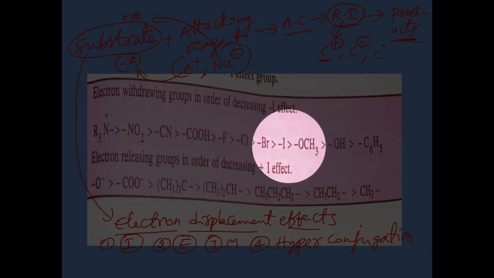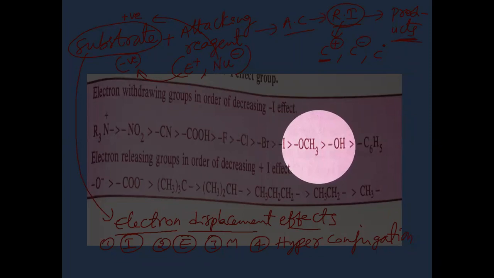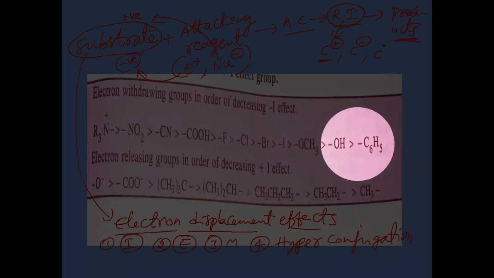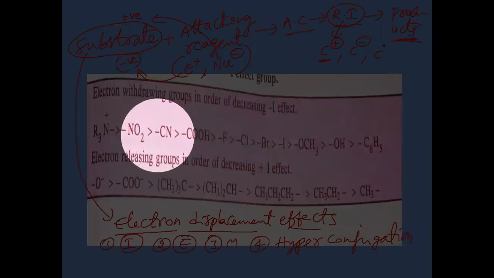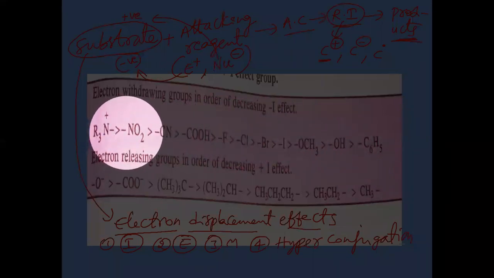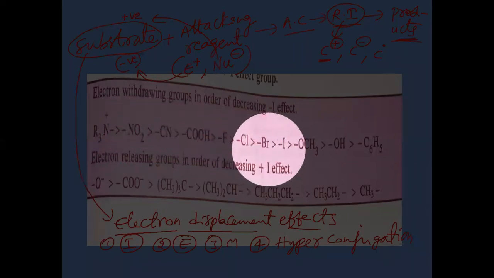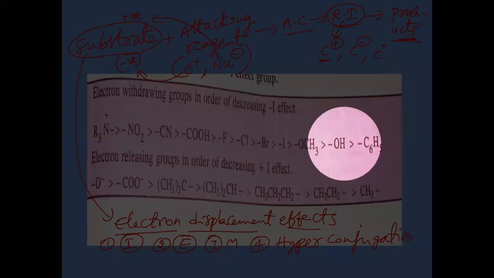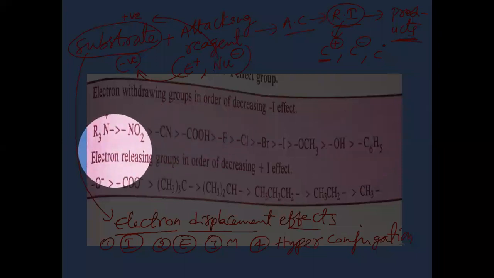Then OCH3 means methoxy group, and the hydroxy group. And phenyl, C6H5, is the phenyl group. So these all are minus I groups. Very important groups are given here. Remember these. So this is the order of minus I groups. A minus I group is an electron withdrawing group.